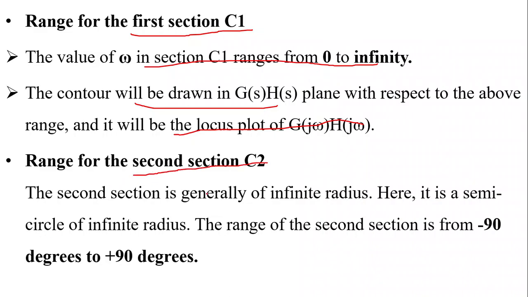After the completion of the first section C1, the range for the second section C2: the second section is of infinite radius. Here it is a semicircle of infinite radius. The range of the second section is from minus 90 degrees to plus 90 degrees.